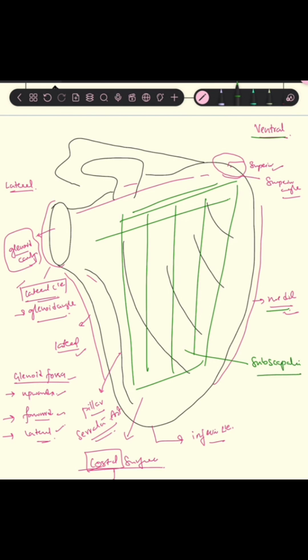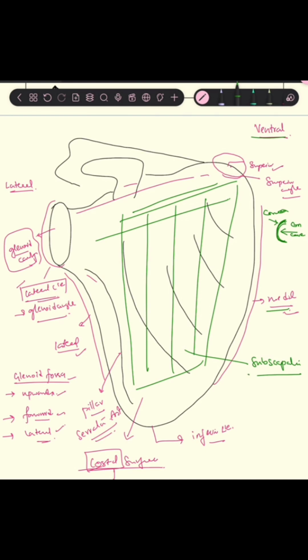And this surface is somewhat a little concave in shape. This is a concave shape. So this side is the concave side and this side is the convex side. The concave side of the ventral surface is called the subscapularis fossa.